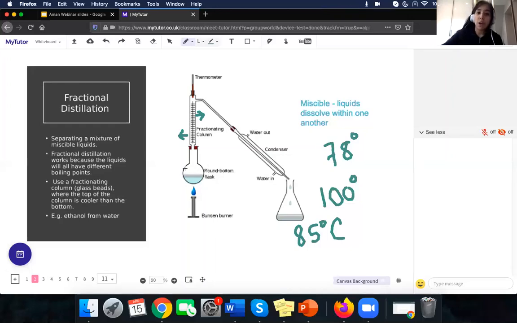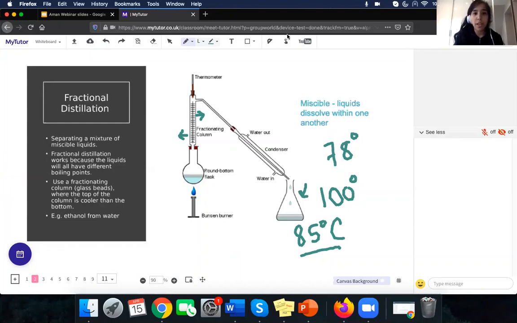So the reason we use a fractionating column is because it's easier to separate two liquids. In simple distillation, there's no fractionating column there. So if we were heating our mixture at 85 degrees, we'd end up with both water and ethanol in here. So the reason is that in fractional distillation, we form a purer sample of just ethanol.